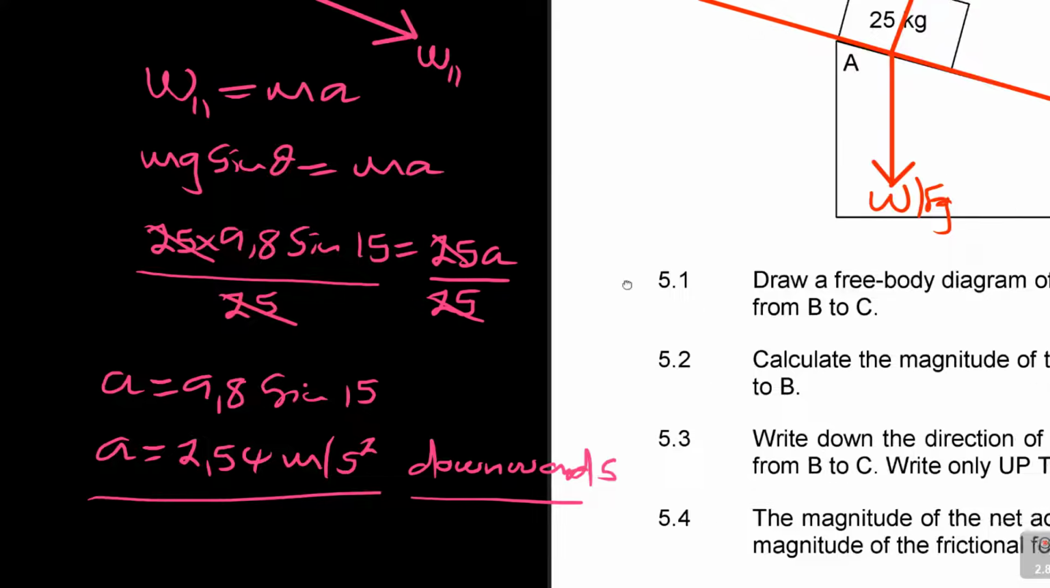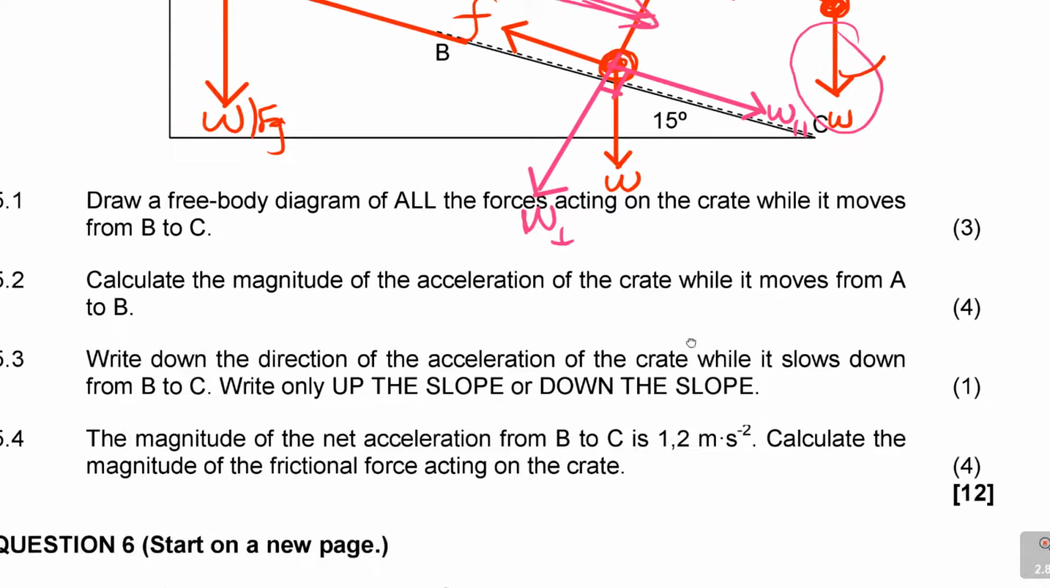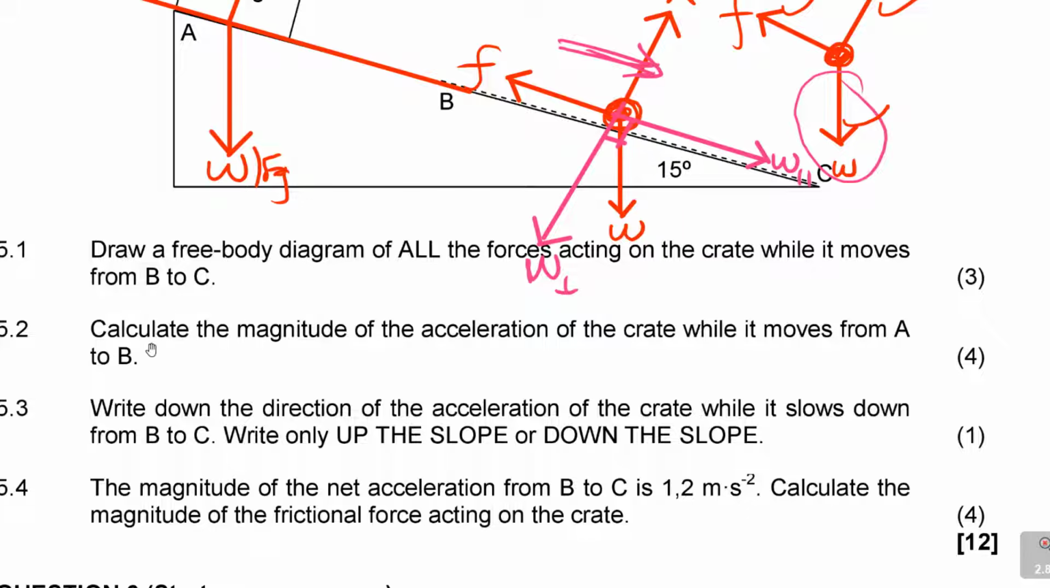right? And then the next one says write down the direction of the acceleration of the crate while it slows down from B to C. Now when it's slowing down, remember, that word already tells us something. When it slows down, it is deceleration. It means acceleration is equal to negative.